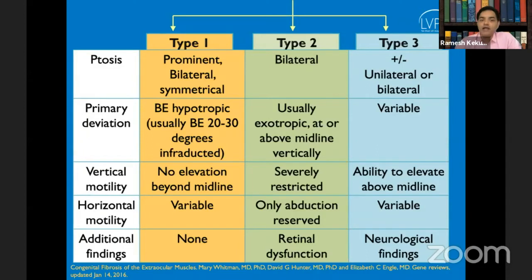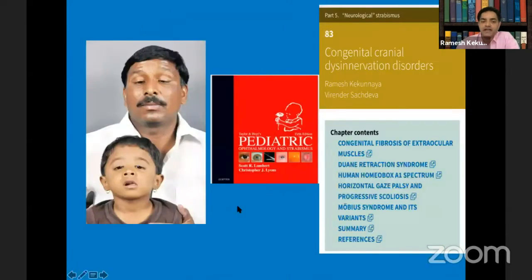In type 1, mostly the eyes will be hypotropic. In type 2, it could be mainly exotropic. It does not mean that there is no overlap. The only thing we need to remember is the additional finding of retinal dysfunction in type 2 and possible neurological findings in type 3. We have written the whole chapter on this cranial degeneration in the Hoyt textbook, Taylor and Hoyt.